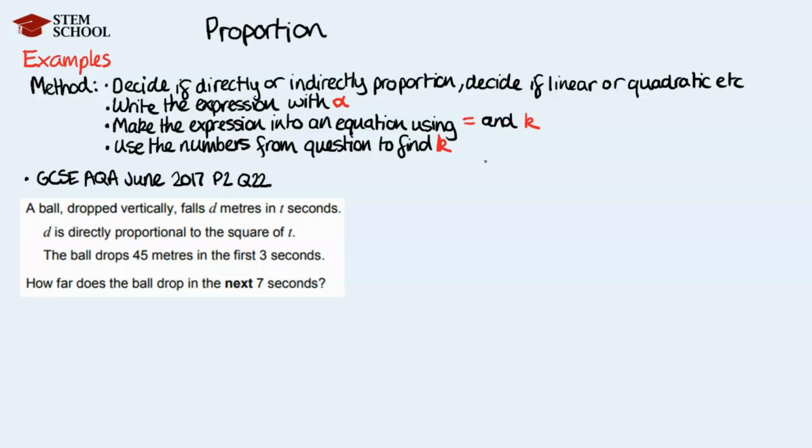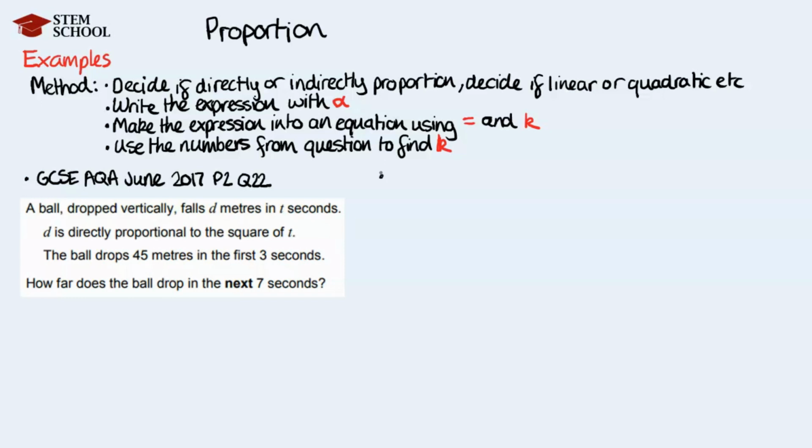Then you'll have a formula, and you'll normally be asked to find a value given this formula and another value. So let's move on to this question and have a go at it. A ball that's dropped vertically falls d meters in t seconds, and d is directly proportional to the square of t. Here they're mentioning the two variables and the relationship between them. The ball drops 45 meters in the first 3 seconds. Here we're told the numbers that will help us find k, which is quite typical of a proportion question. How far does the ball drop in the next 7 seconds, we're asked.